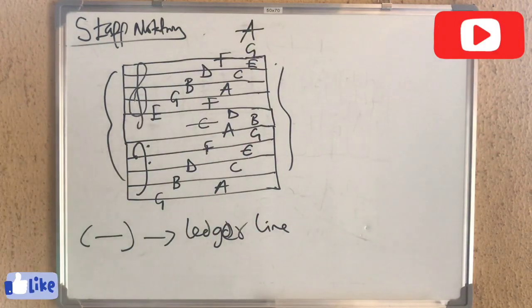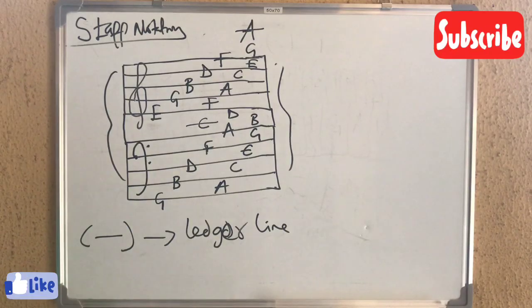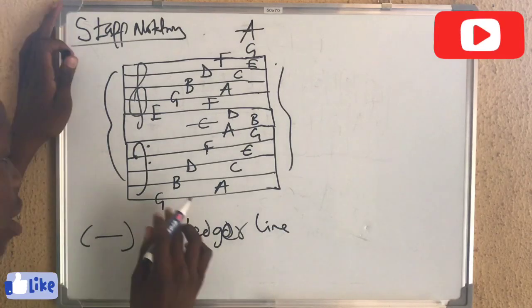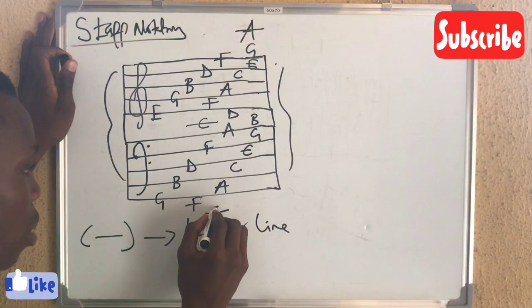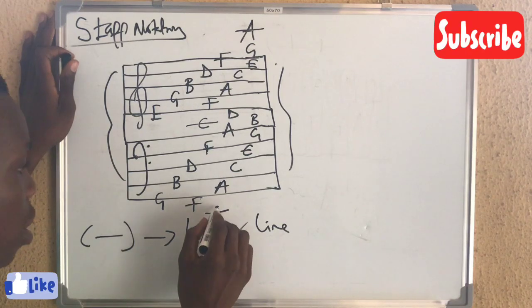You see how the thing went now. Then coming down from here, you just descend in alphabetical order. If you reach G, you go back to A. So this is G, the next thing should be F, and the next thing should be what comes before F, which is E.